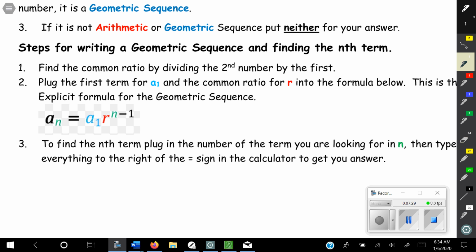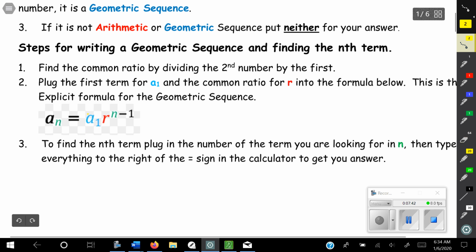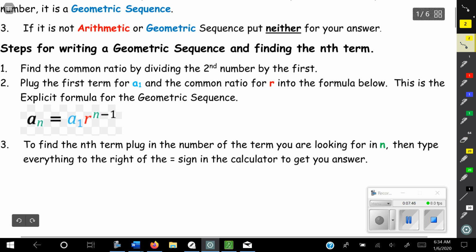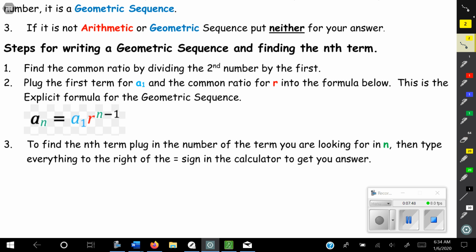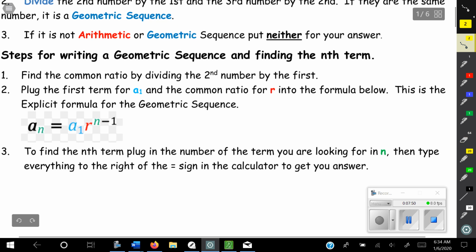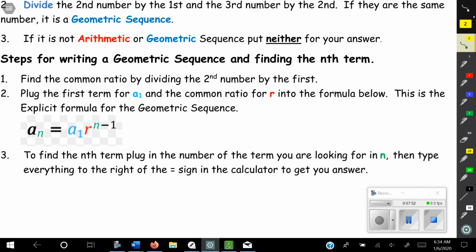First, find the common ratio by dividing the second number by the first. Second, plug the first term for a sub 1 and the common ratio for r into the formula below. So you're going to put your first term here and your common ratio here. Once you do that, you've written the geometric sequence. And then your final step is to find the nth term by plugging in the number of the term you are looking for, n. Then type everything to the right side of the equal sign in the calculator to get your answer.